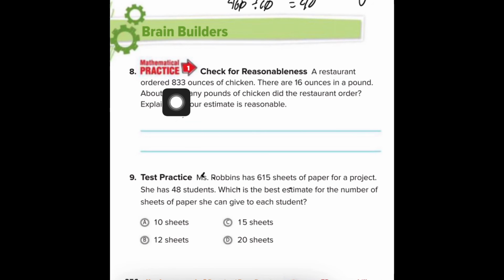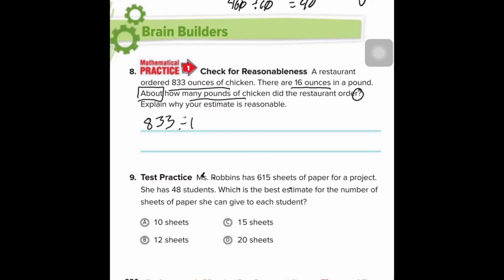A restaurant ordered 833 ounces of chicken. There are 16 ounces in a pound. About how many pounds of chicken did the restaurant order? Explain why your estimate is reasonable. Okay, so our question mark here is treasure chest. About how many pounds did that order? And we know that there are 16 ounces in a pound, and there's this many ounces of chicken. So we first need to convert the ounces into pounds. So this is what the problem looks like.